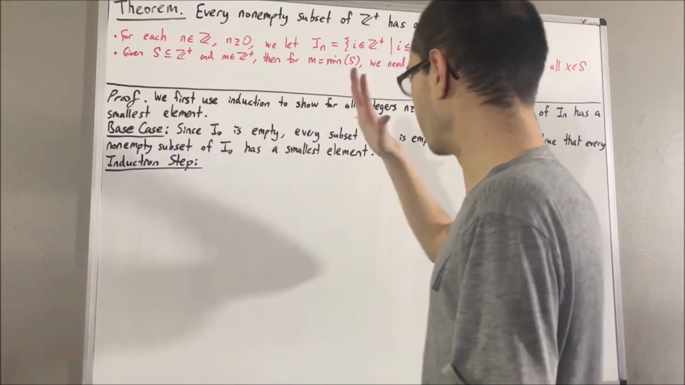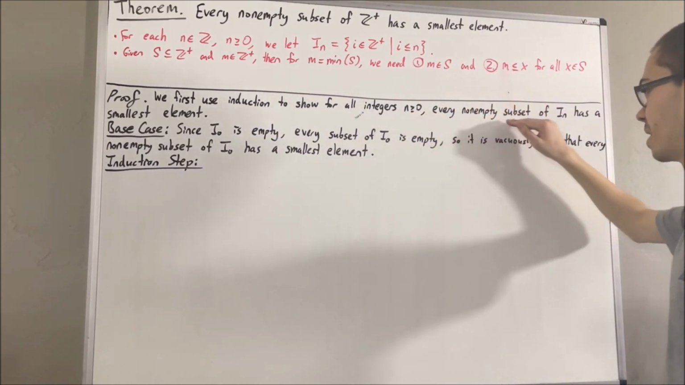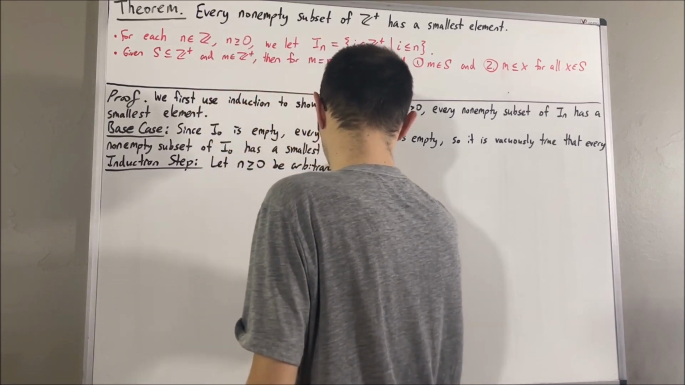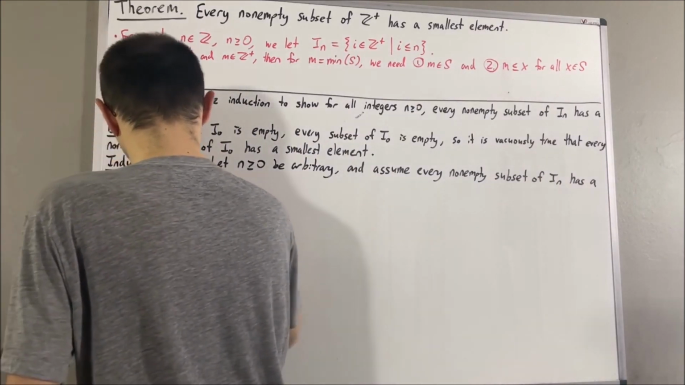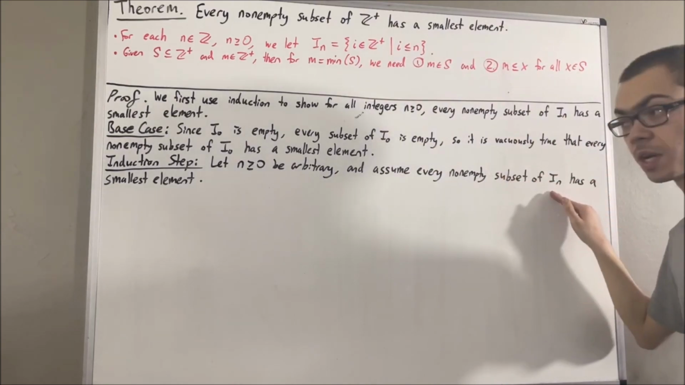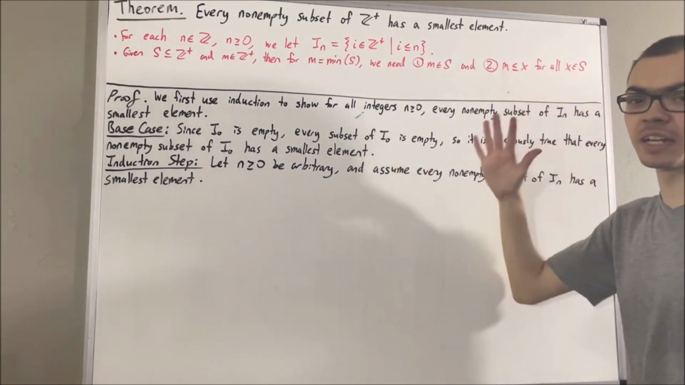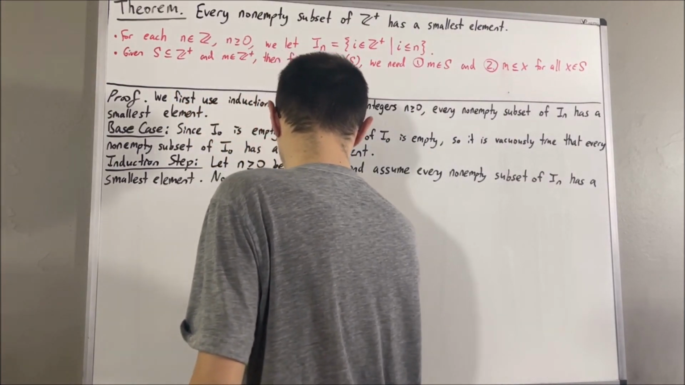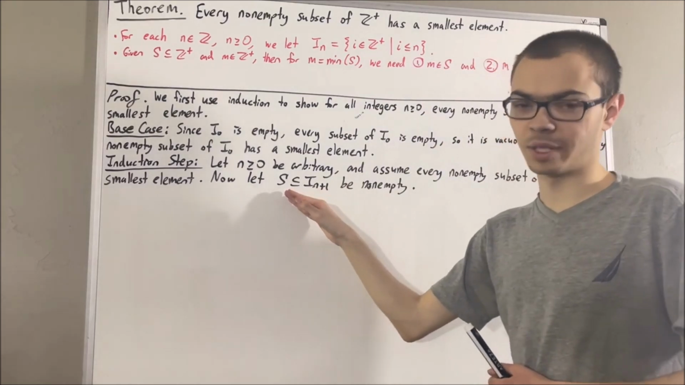In the induction step, we give ourselves an arbitrary integer n greater than or equal to 0, and we assume that every non-empty subset of I_n has a smallest element. And the whole goal of the induction step is to show that every non-empty subset of I_{n+1} has a smallest element. So to prove that, let's give ourselves an arbitrary non-empty subset of I_{n+1}. I'll call it S. From here, the whole goal is to show that S has a smallest element.